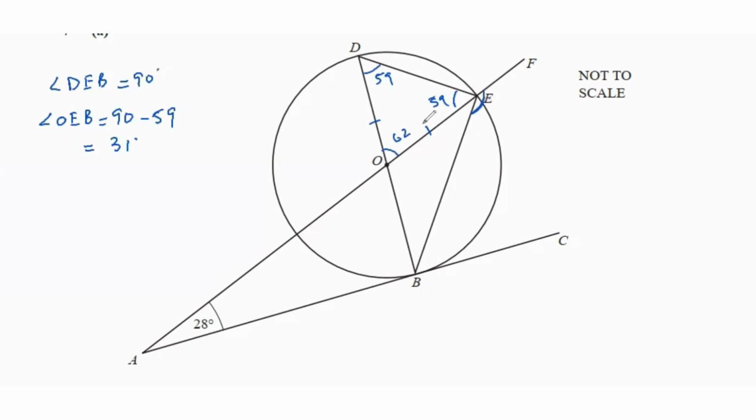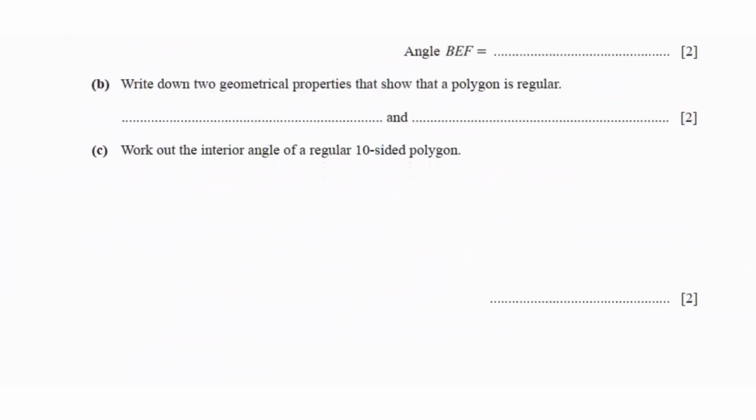And then to find this angle BEF, I will do 180 minus 31. Why? Because angles on a straight line equal 180. So this over here is 31. So this would be 180 minus 31, which is going to equal 149. That is your answer.